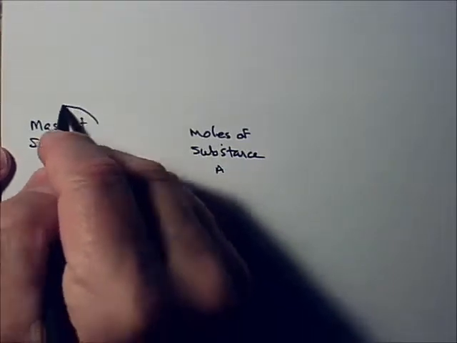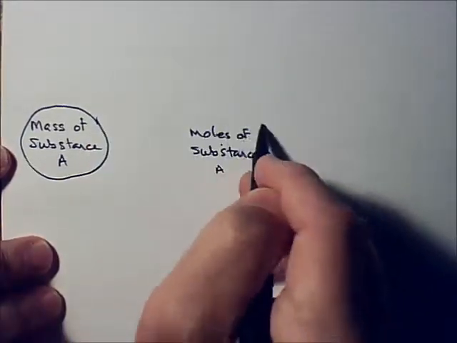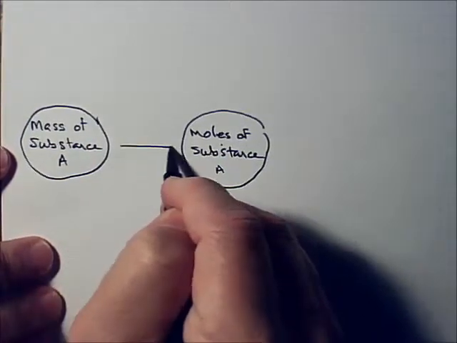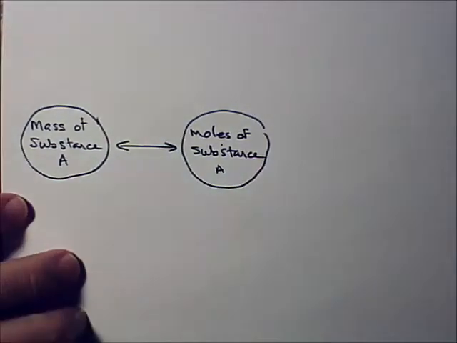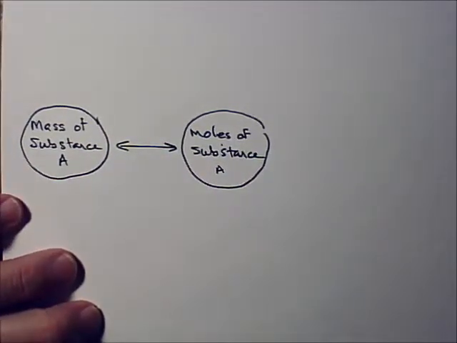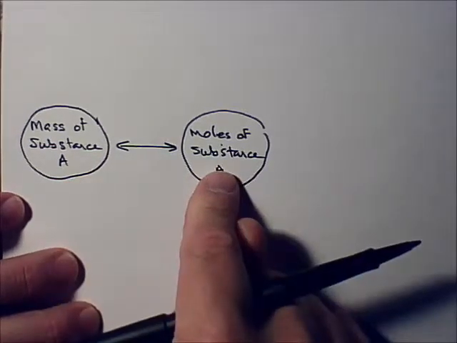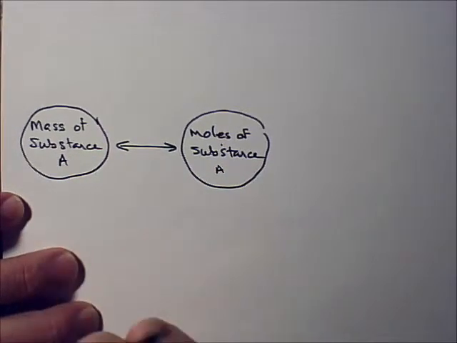So we can go from mass of substance A to moles of substance A, or back again. And to do that, we use that thing called molar mass from the video. What is molar mass? This is going to get us from mass of one thing to moles of that thing and back again. Got that?